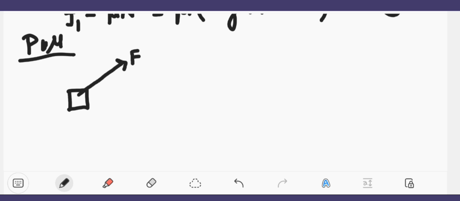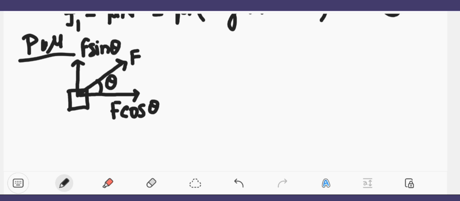Now students, if we have any object and we are pulling it, this is the direction of the force applied. This will be the direction of the movement of the body. Let us consider this is making an angle theta. Therefore, the component of the force along the horizontal axis will be F cos theta, and the component of the force along the vertical will be F sin theta. Is it clear so far?